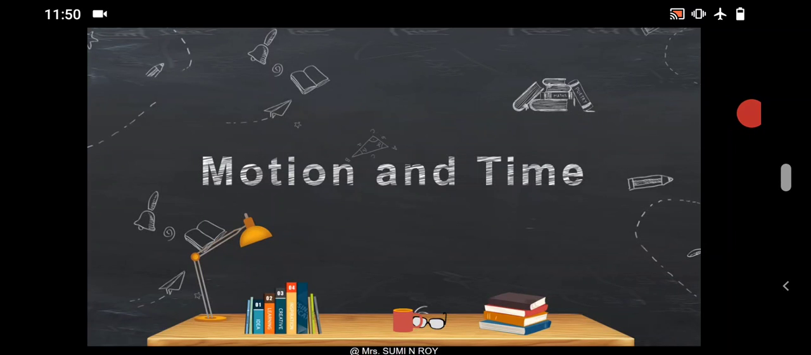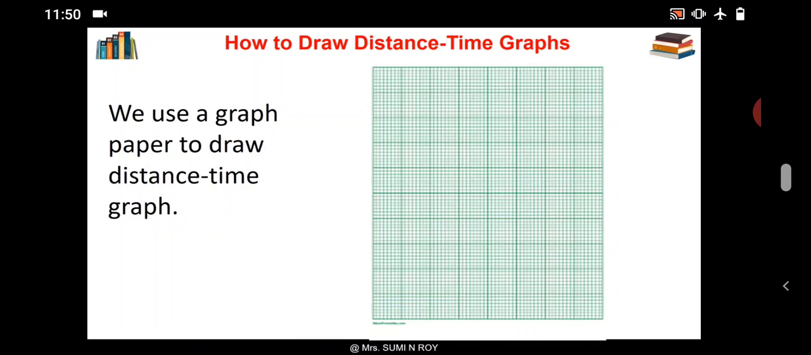Hello students, this is Shumi Roy from Techno India Group Public School, Siliguri, and today we are going to learn how to draw a distance time graph. Now let us learn how to draw a distance time graph.